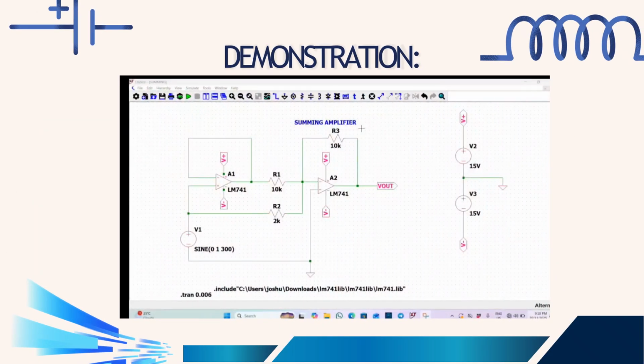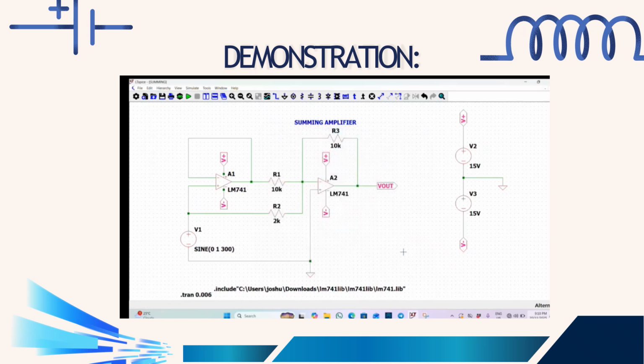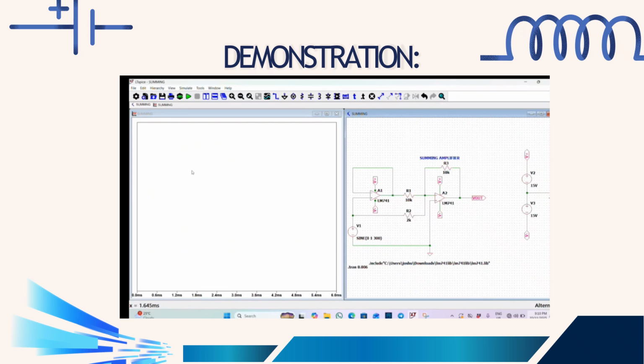I will show you the circuit of the summing amplifier. This is the circuit of the summing amplifier, and the setting should be the same as shown. DC offset is 0, amplitude 1, and frequency is 300. Now we are going to find out the waveform for V in and V out, and I'm going to simulate the circuit. We add a plot below.